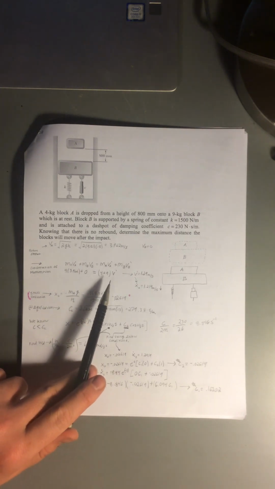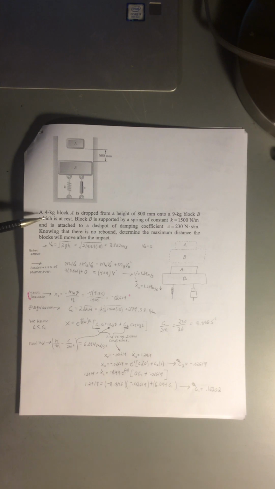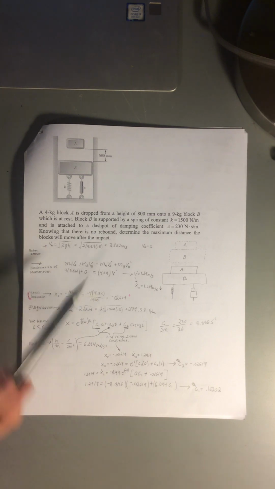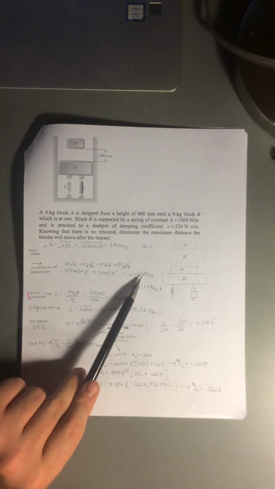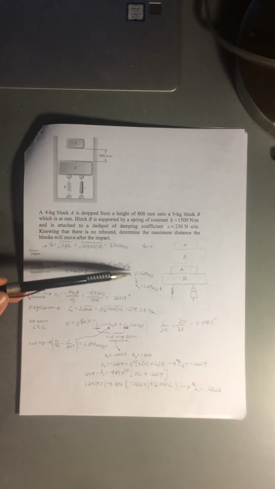Then on the right side we just have the two masses of 9 and 4 kilograms added together, multiplied by the final velocity. In this equation, the only thing that we're missing is this final velocity of the system. So we can solve for that and find out that the final velocity is equal to 1.29 meters per second. And it's important to recognize that the final velocity here can also be expressed as an x dot term, and that it is traveling in the downward direction.